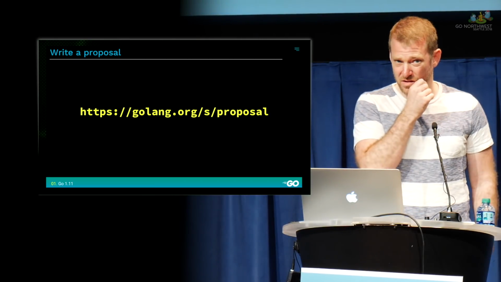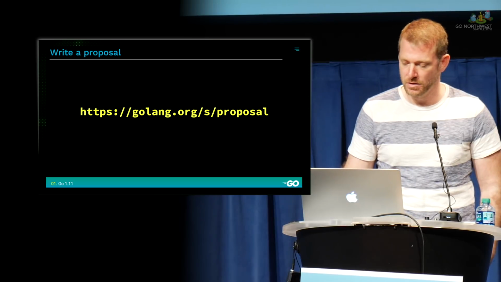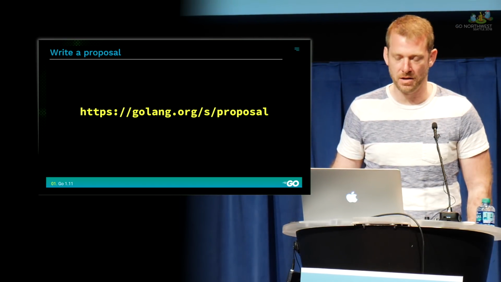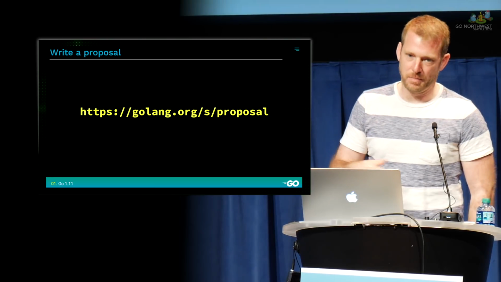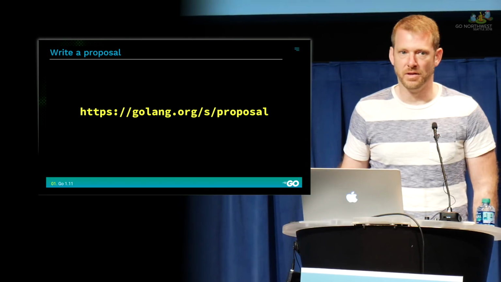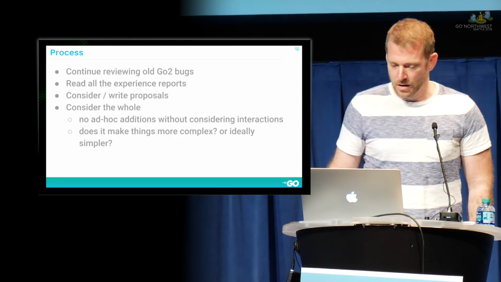And also, if you have an idea for what Go 2 should do differently, write a proposal. It's really easy to write a proposal. You go to this URL and basically it says file a bug. And if your bug makes it past first level review of this isn't a dupe, then you could fill out a form. There's a template to fill out.